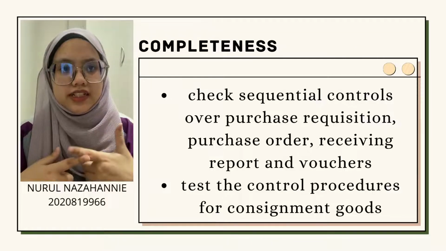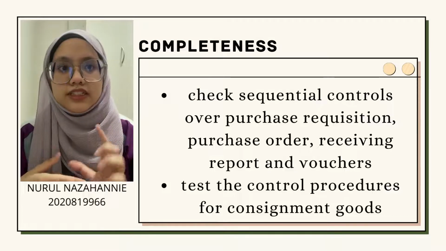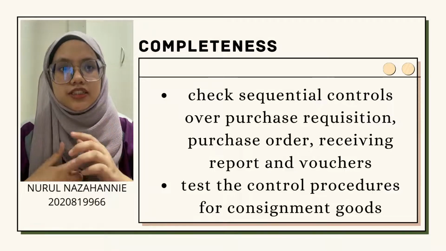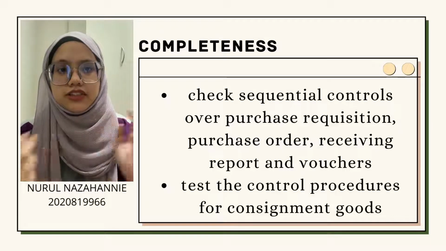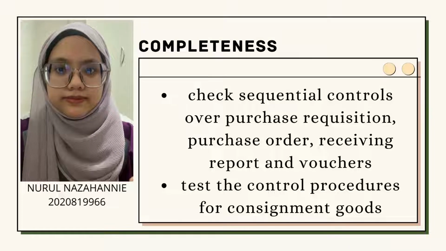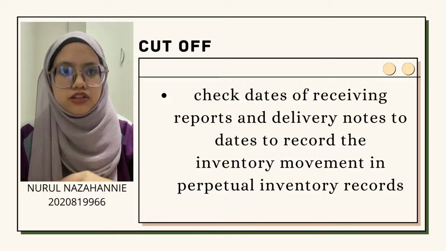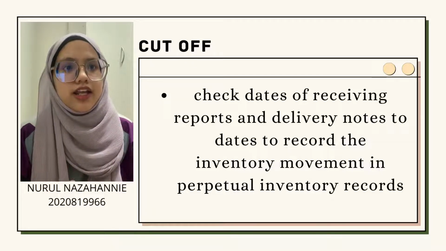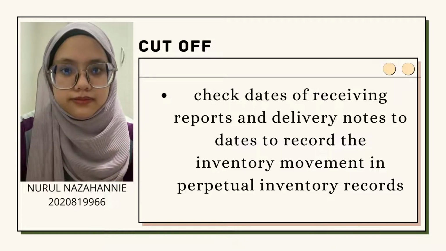Thirdly, for completeness, the auditor has to check sequential controls over purchase requisition, purchase order, receiving report, and vouchers. Then they will have to test the control procedures for consignment goods. During cut-off, the auditor has to check dates of receiving reports and delivery notes to dates to record the inventory movement in perpetual inventory records.